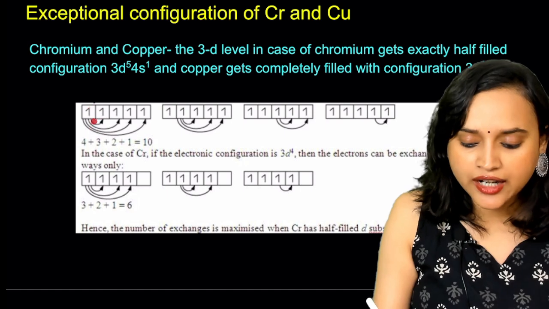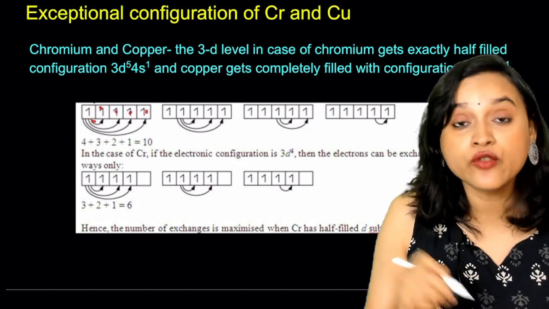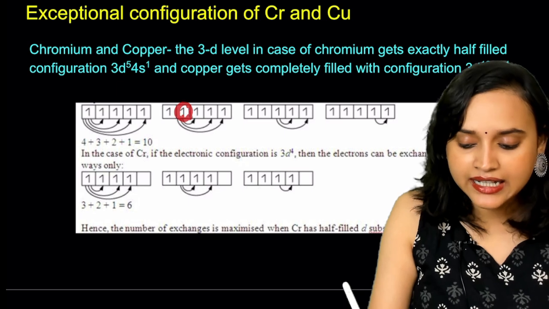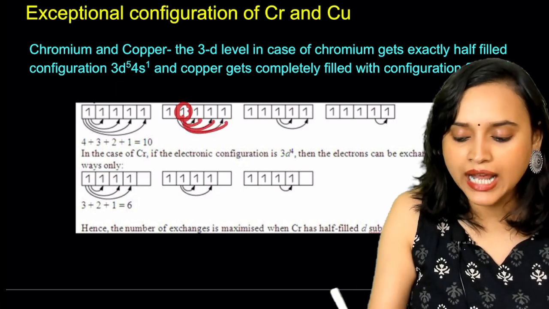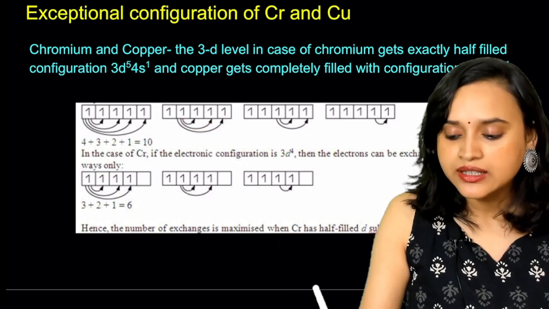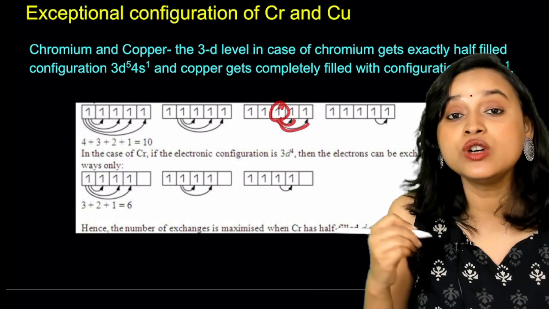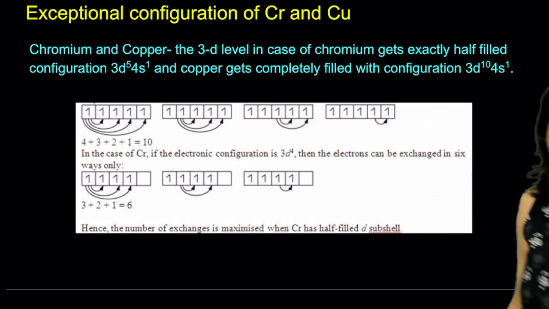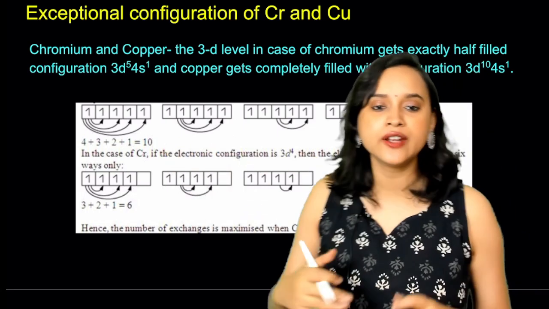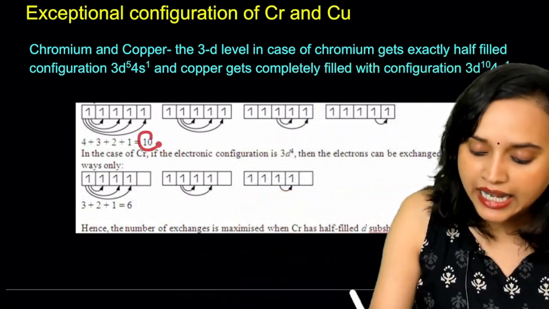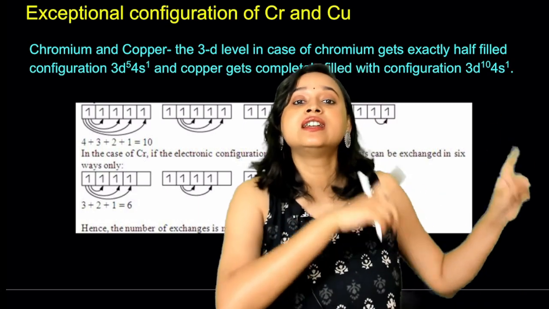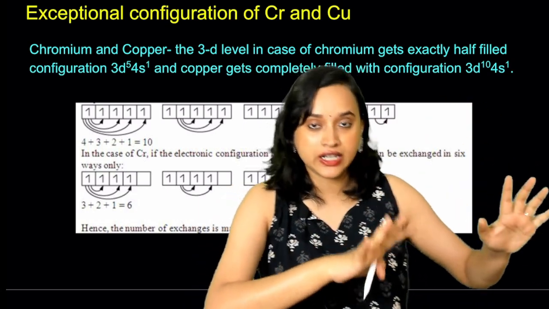So, take a look at it. This one electron can go to 4 different places. The second electron can go to 3 different places. The third electron can go to 2 different places, and the last electron can also take up one more space. So 4, 3, 2, 1, if you add all of these, you will get 10, which is a very good exchange energy that you will not find in the other electronic configuration.